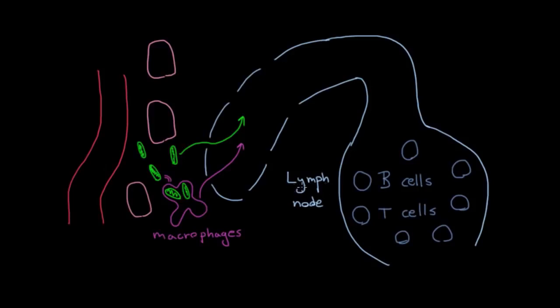And the word lymph has to do with the fact that we have B and T cells here, and it's also convenient because what leads to it is the lymphatic vessel.